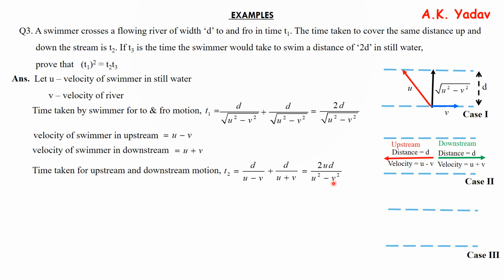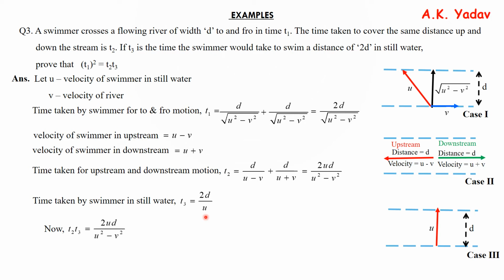Let's move to case 3, in which the swimmer would take a time T3 to swim a distance of 2d in still water. So the time taken by swimmer in still water is T3 equals 2d upon u. Now let us multiply T2 and T3, that is 2ud upon u square minus v square into 2d upon u. What we get? 4d square upon u square minus v square, which is equal to T1 square. So we can write T2 into T3 equals T1 square, which was what we had to prove.